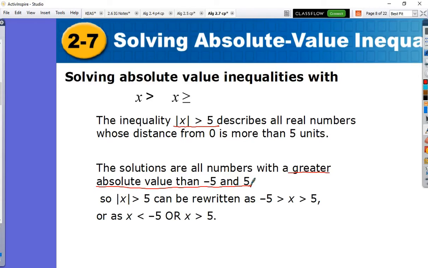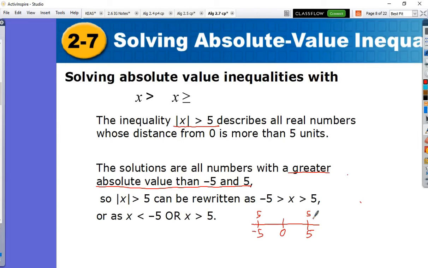So if we put that on a number line, here we have 0. Here's 5. There's negative 5. Okay, so there's our number line, and we'll get a visual of what this looks like. We want all the numbers that have a greater absolute value than negative 5 and 5. So 5 has an absolute value of 5, and negative 5 has an absolute value of 5.